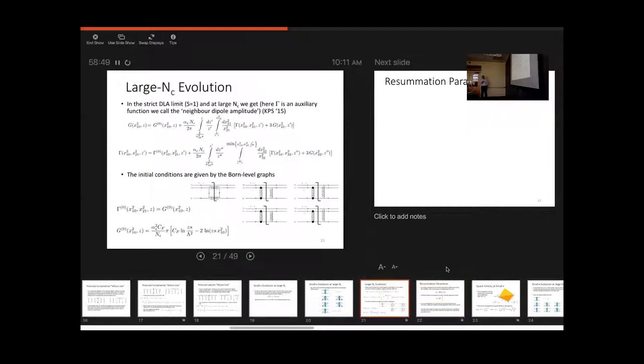This is an example of the equations we get. These are the evolution equations in the large Nc limit for the amplitude G. The equation for G itself doesn't close. You need to introduce an auxiliary amplitude Gamma, which we refer to as a neighbor dipole amplitude, for which you write a separate evolution equation. I don't have the time to explain it in more detail. We can take it offline with interested parties.